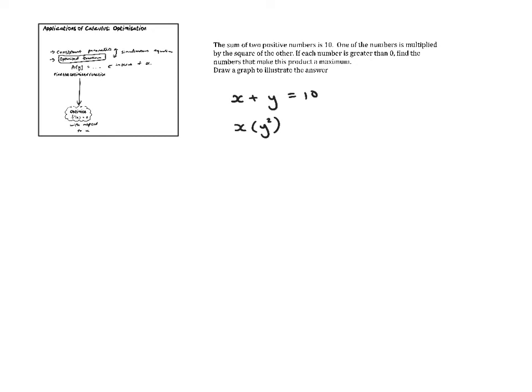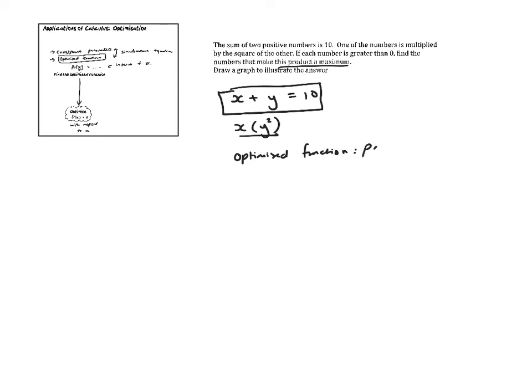Okay, so let's start. What do you have? You've got this parameter in place, this constraint: x plus y is equal to 10. They present that to you. Now you're asking, what is my optimized function? What do they want me to find, to optimize what? They want you to find the numbers that make this product a maximum. The product is this part there.